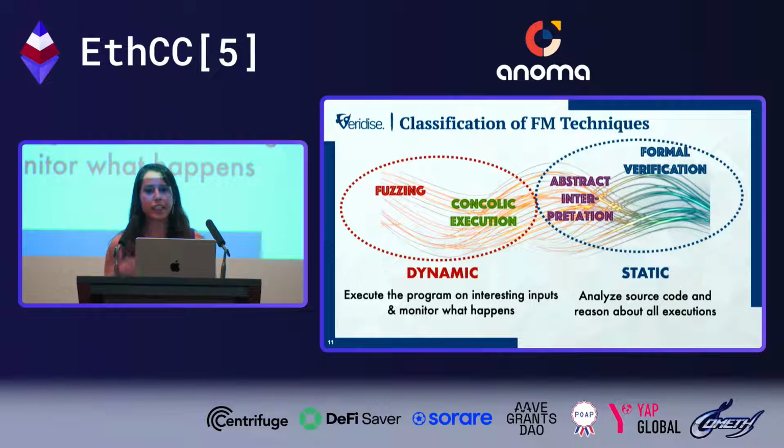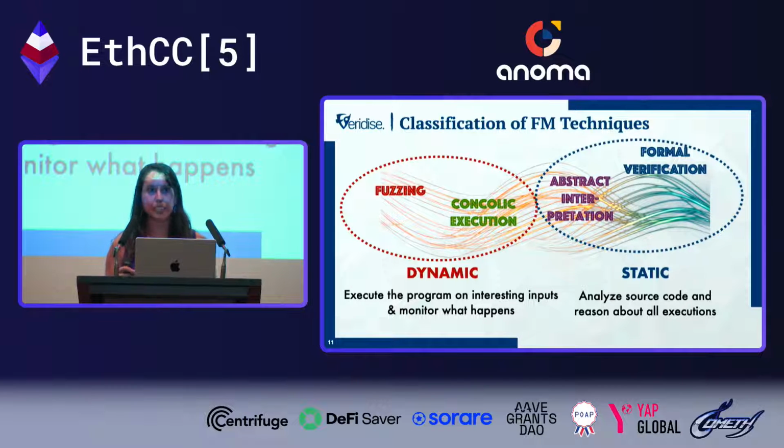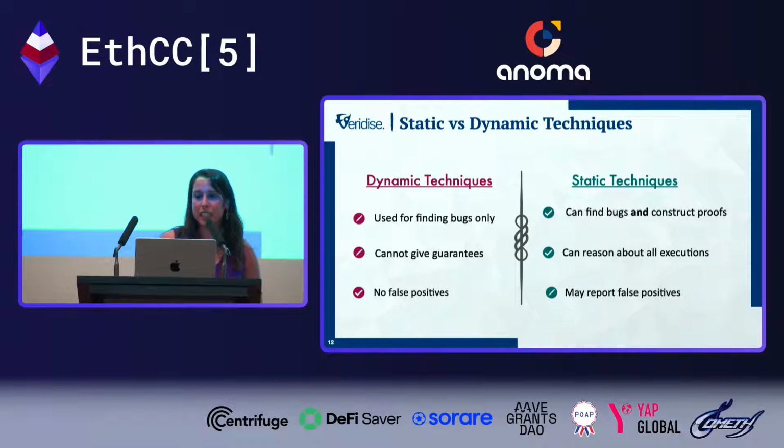Now, at a very high level, you can classify formal methods techniques as either being dynamic or static, depending on whether they execute your program or not. In particular, dynamic techniques generate, in a systematic way, a set of interesting inputs, and they execute the program on those inputs, and they monitor what happens and see if some key property is violated or not. On the other hand, static techniques don't actually run the program. They literally stare at the source code of your program, and they try to reason about all executions at the same time by performing some kind of approximation, as we will see shortly. As you can imagine, static and dynamic techniques have complementary strengths. They have different pros and cons.